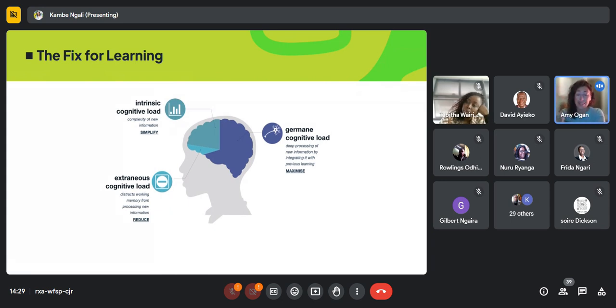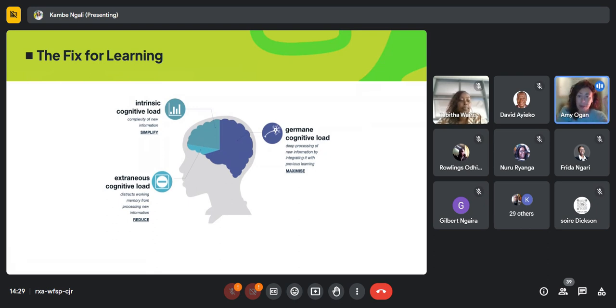All right, so we've got three types. Intrinsic, it's inherent to the task. The only thing that we can do as instructors is try to break things down and simplify it a little bit, but some tasks are definitely harder than others. Extraneous cognitive load, things that we as instructors add on to the task that sometimes make it more difficult to learn. And then the thing that we really want learners to do is germane cognitive load, which is taking in new information and integrating it with what's already in our head. And that's the important work of learning.